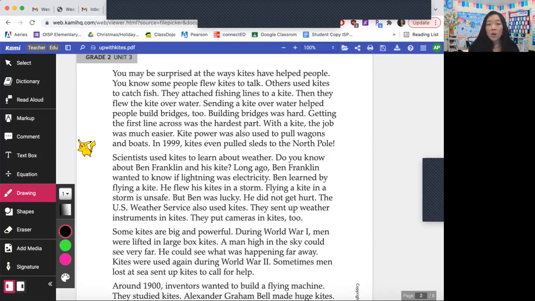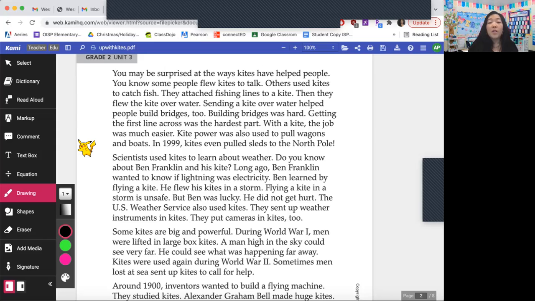Building bridges was hard. Getting the first line across was the hardest part. With a kite, the job was much easier. Kite power was also used to pull wagons and boats. In 1999, kites even pulled sleds to the North Pole. Scientists use kites to learn about weather. Do you know about Ben Franklin and his kite? Okay, so why was Ben Franklin talked about?